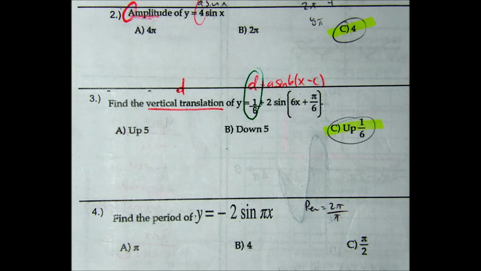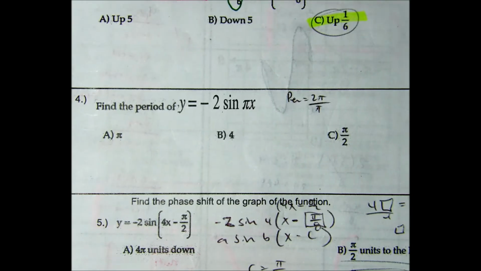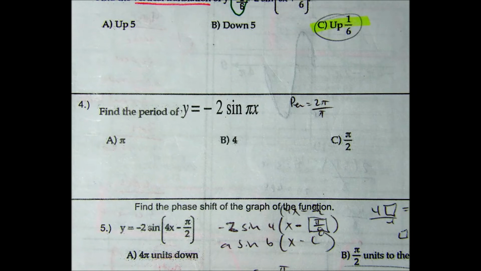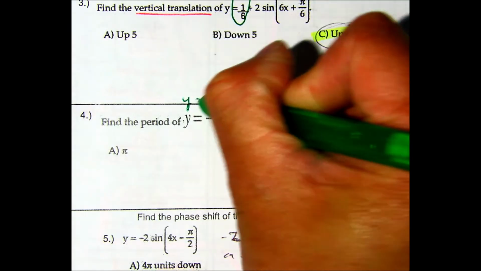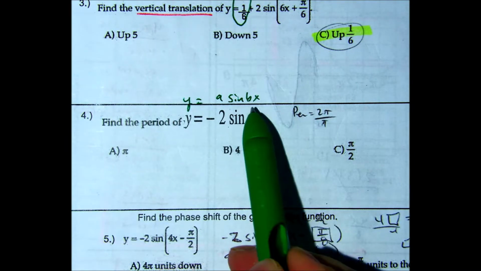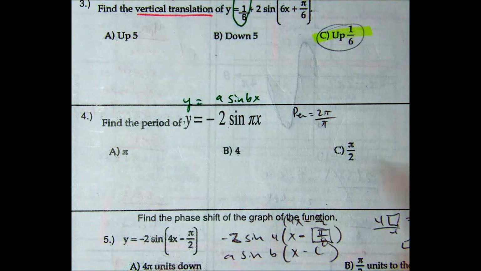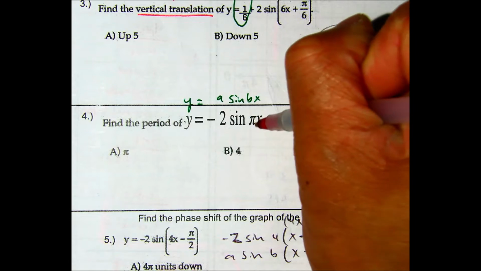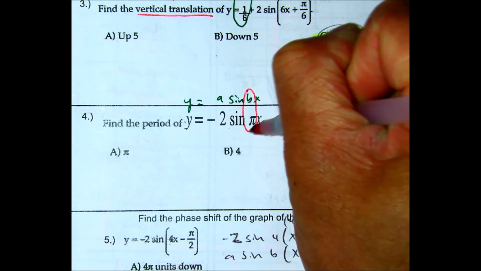Question number 4. Find the period of y equals negative 2 pi x. So again, write the letters. I know it's the b value because it's right in front of the x, the coefficient of x. So that would be b equals pi.